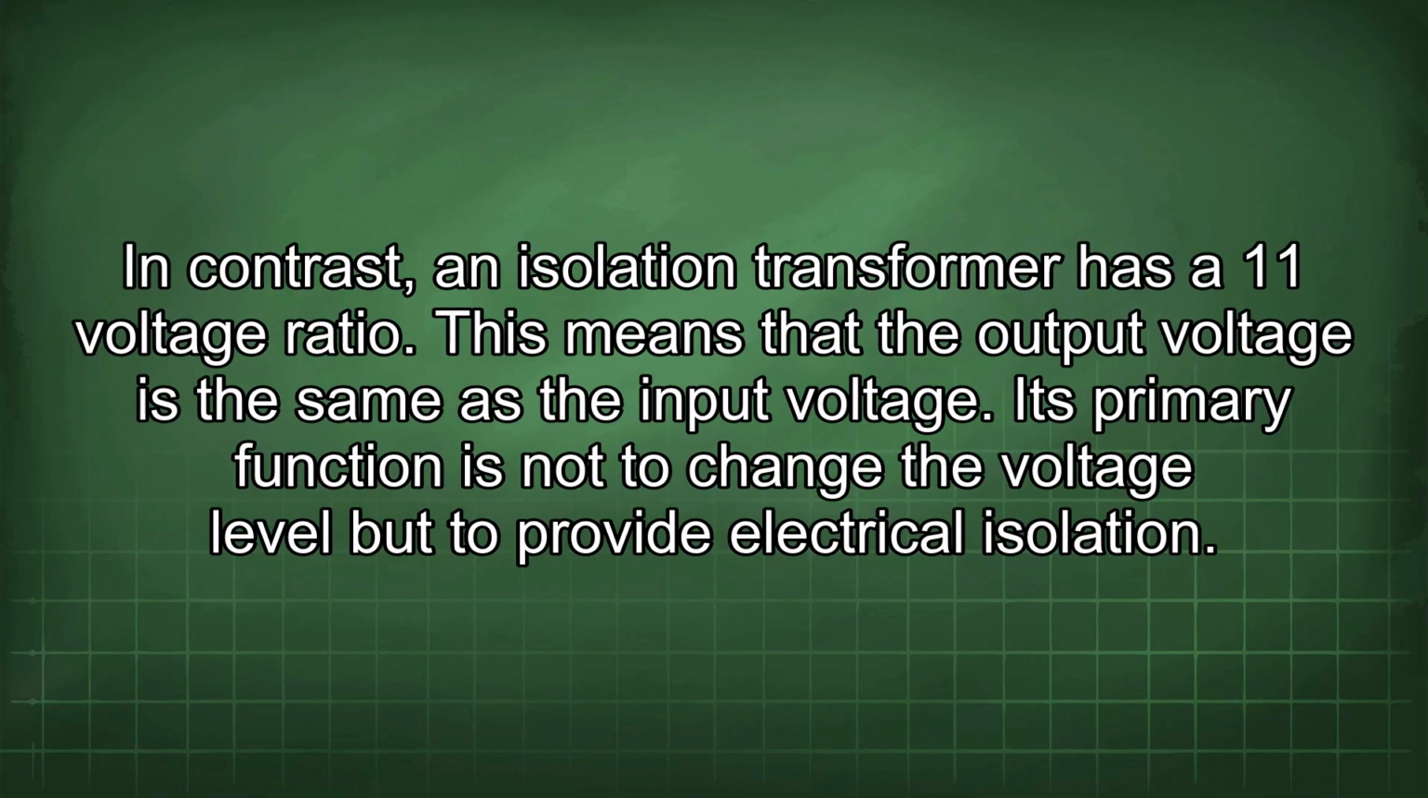In contrast, an isolation transformer has a 1:1 voltage ratio. This means that the output voltage is the same as the input voltage. Its primary function is not to change the voltage level, but to provide electrical isolation.